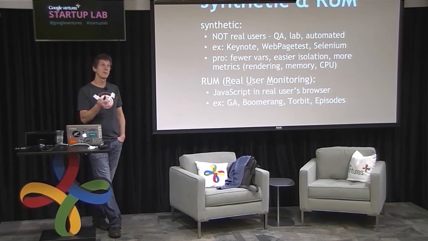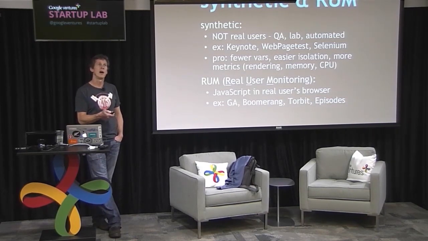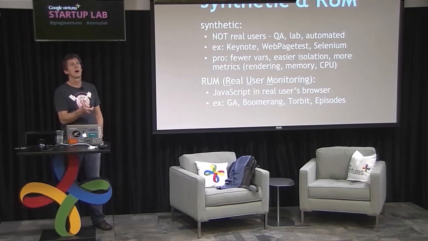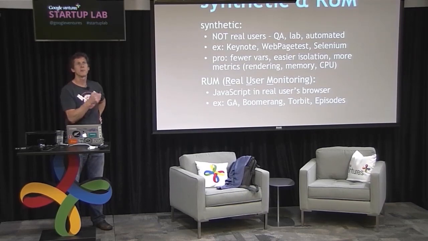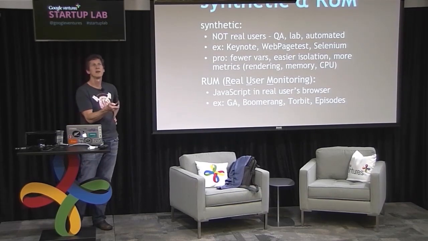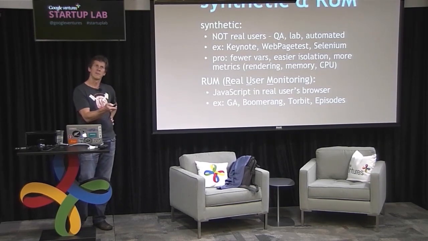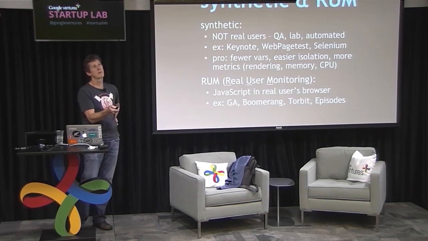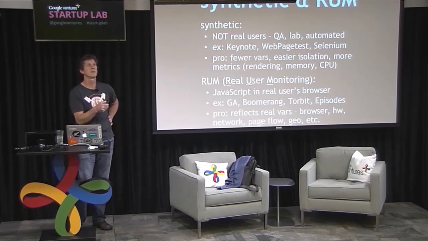Examples of RUM: it's now built into Google Analytics. There's an open source JavaScript library called Boomerang from Yahoo. A company called LogNormal is the author of that. Torbit offers it. They're a web performance company we'll talk about later. I wrote some code called Episodes, which has been picked up by several performance companies, and they're using it because it's open source.